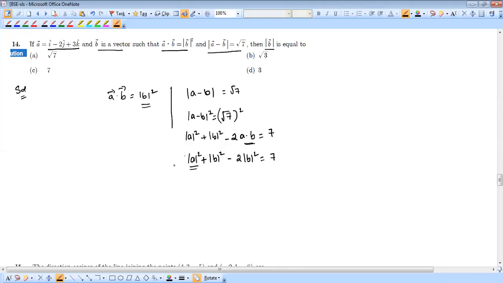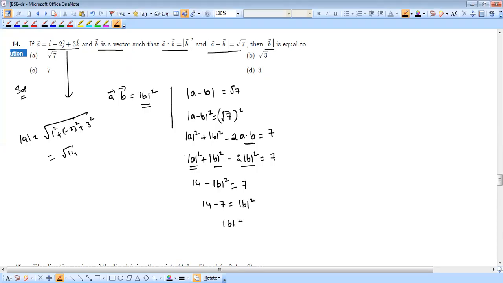And modulus A square means the magnitude of the vector, which is equal to the square root of 1 square plus minus 2 whole square plus 3 square, which is root 14. So root 14 whole square is 14, and modulus B square minus 2 modulus B square minus modulus B square is equal to 7. Then carry the 7 to this side, so 14 minus 7 is equal to modulus B square, and modulus B is equal to root 7. Option A is the right answer.